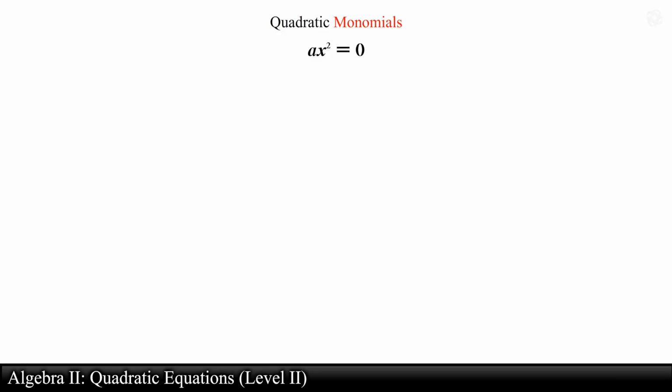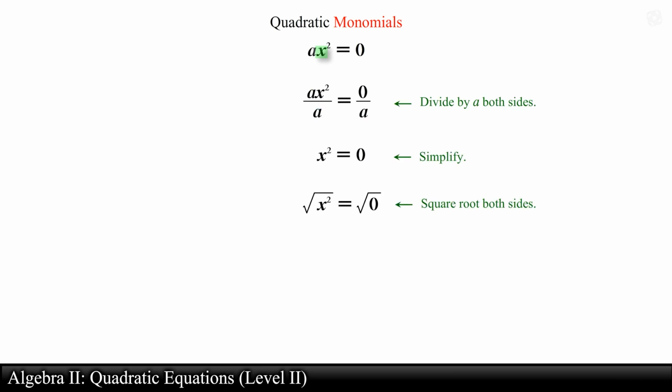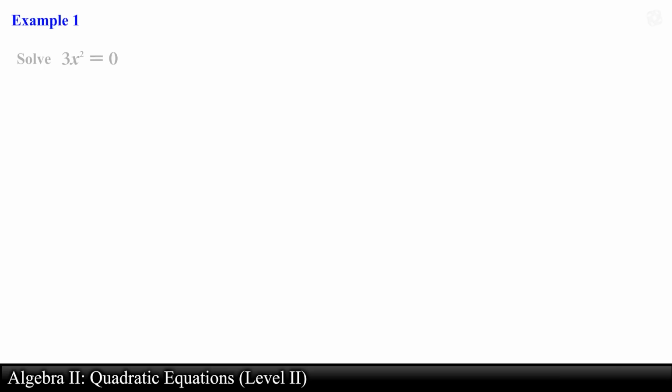The general procedure in solving quadratic monomials is to solve for x by getting rid of the coefficient a and then taking the square root of both sides of the equation. Let's show how this is done. Solve the equation 3x squared equals 0. Alright, anytime we are trying to solve an equation, we need to follow a logical sequence of steps that would help us isolate the variable. In this case, we are solving for x. So we first need to get rid of 3. So we divide by 3 on both sides of the equation.